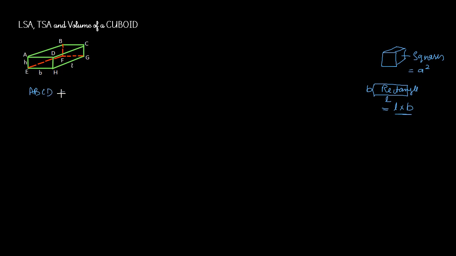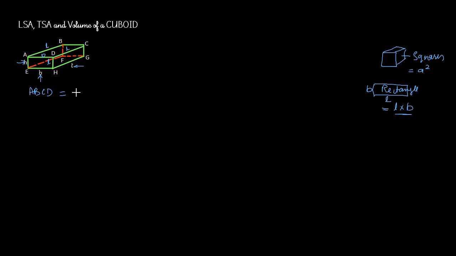ABCD is the top. If this is L, L is my length and B is my breadth, and this is the height. Because these are parallel lines, if this is length, then this one will also be length, and the opposite ones will also be length. So just keep in mind, I've mentioned L, B, H once, but the opposite ones are going to be the same. If this is B, then the one on top is also going to be B.